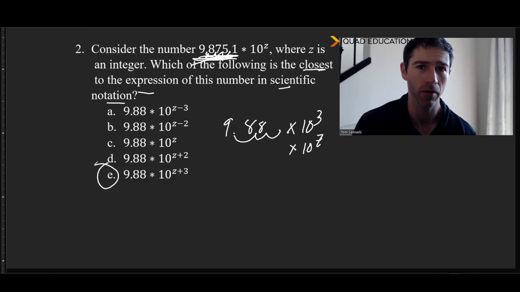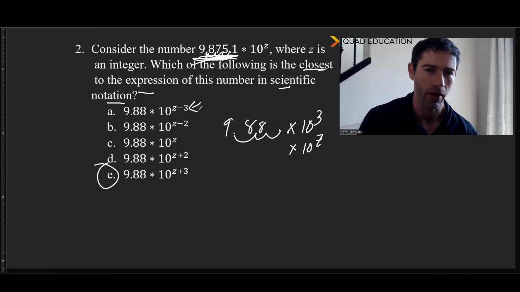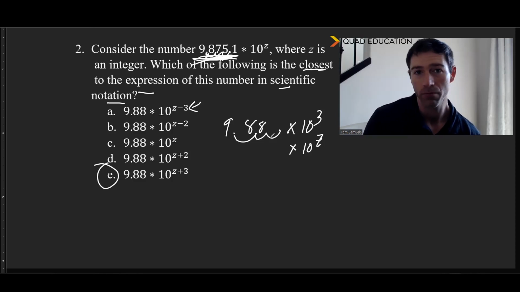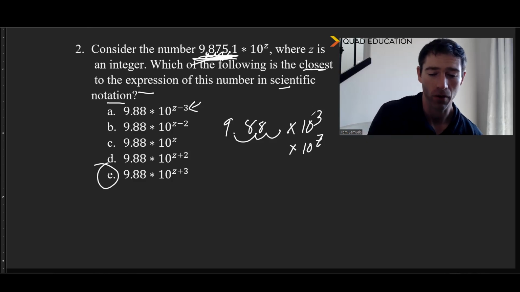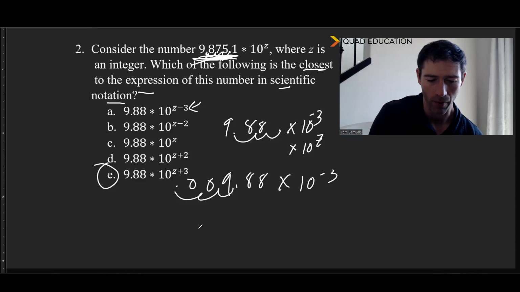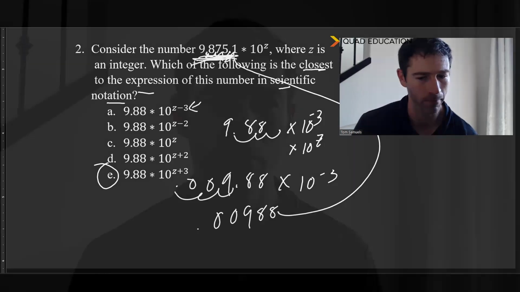So when I see people do this problem, a lot of the time I'll see them go backwards. And if you weren't sure, a really good way to check on this is like what I've done here, which is just see what happens with the number from the other end. And so if this were 9.88 times 10 to the negative 3, then that would be 1, 2, 3, the number 0.00988, which is not the same number as 9,875.1.